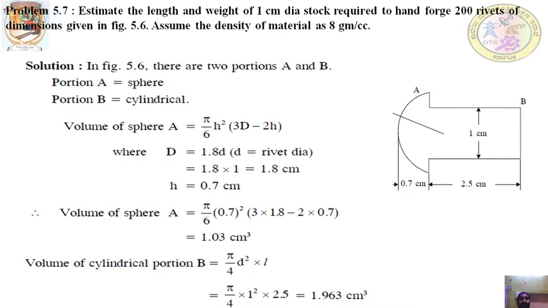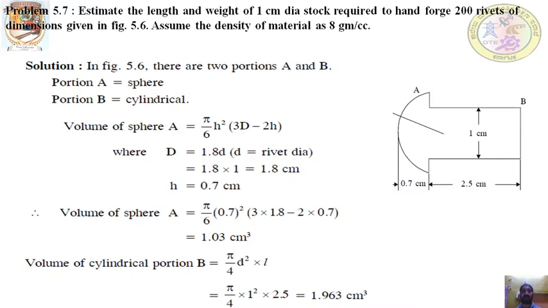So the next problem is: estimate the length and weight of the 1 centimeter diameter stock required to forge 200 rivets of the dimensions given in the figure. Assume the density of the material as 8 grams per centimeter cube. So you need to estimate the weight and length of the 1 centimeter bar stock.